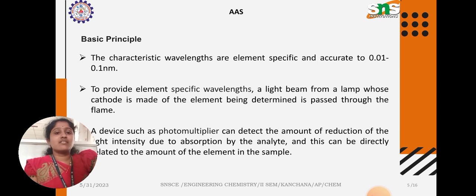The characteristic wavelengths are element specific and accurate to 0.01 to 0.1 nanometer. To provide element specific wavelengths, a light beam from a lamp whose cathode is made of the element being determined is passed through the flame. A device such as a photomultiplier can detect the amount of reduction of the light intensity due to absorption by the analyte, and this can be directly related to the amount of the element in the sample.